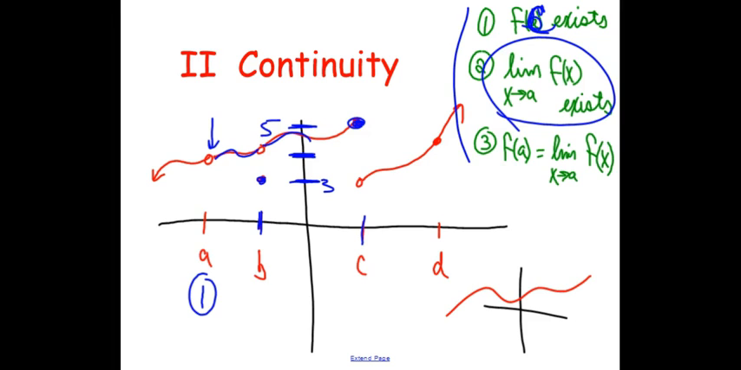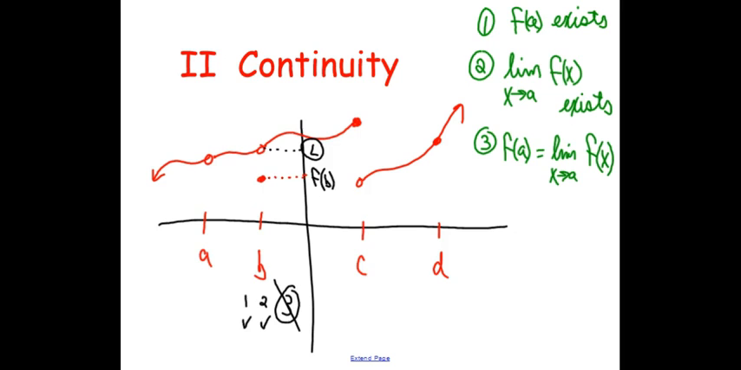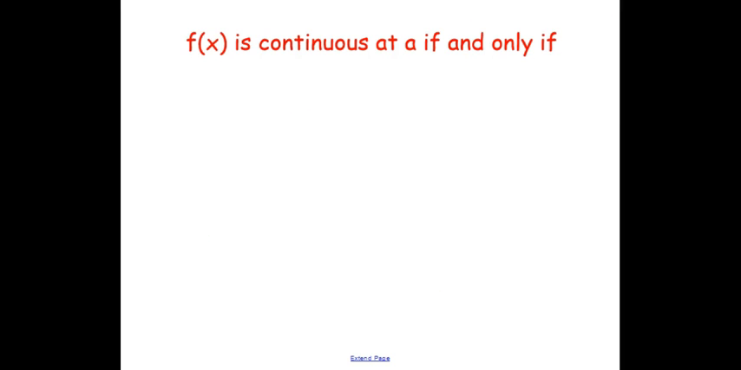Look at d. Does f of d exist? Yeah, there's the answer. 4-ish. As you approach d from the right and from the left, are you approaching the same value? Yeah, you're approaching that value. And does the value that the graph approaches, the limit, equal the actual answer at that point? Yes. And therefore, it's continuous at d. We'll play around with that a lot more later on. But that's the notion at each of those points.